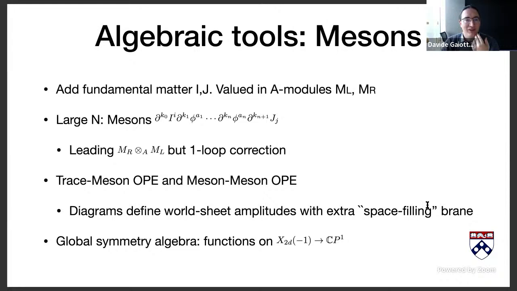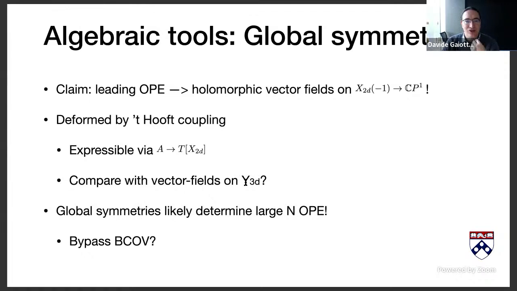And now these mesons also give you a contribution to the global symmetry algebra. And this is supposed to match functions instead of vector fields. So this allows you to recover functions on your dual geometry, which pretty much means giving you the geometry. For example, with Kevin, we could reconstruct the deformed conifold by looking at these algebra functions.